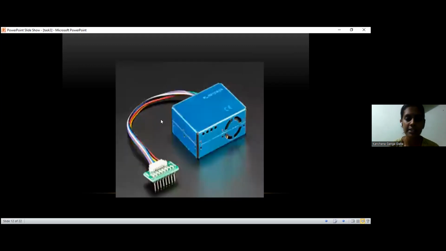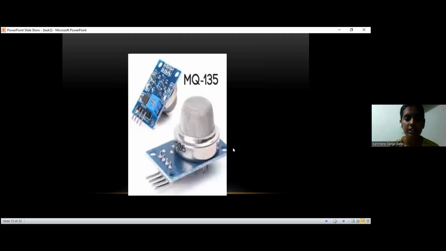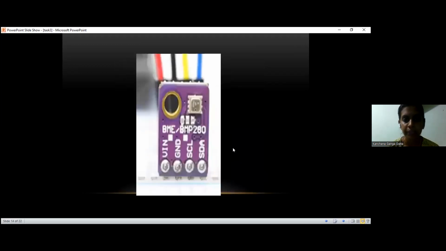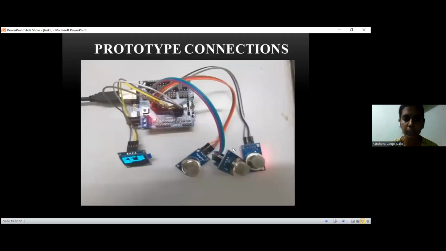And this is the PM2.5 sensor. This is the MQ135 sensor. We'll learn in detail about this in the document I have made. This is the BME or BMP 280 sensor. So let us go to the document.